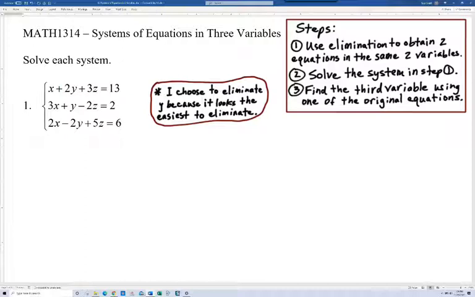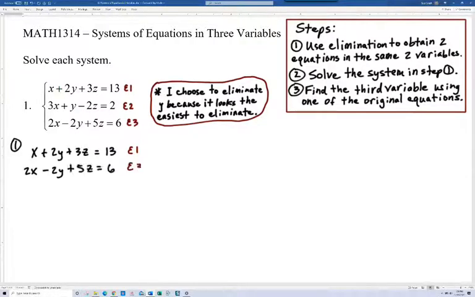First of all, I'm going to use equations 1 and 3. So let me label my equations. I'm going to use equation 1 and 3, and I'm just going to add those together. And by the way, this is step 1. So that's equation 1, and there's equation 3, and we can add these together. 1x and 2x is 3x. Notice the y is eliminated. We're going to get 8z, and that's equal to 19. So 3x plus 8z equals 19. We're going to call that equation 4.